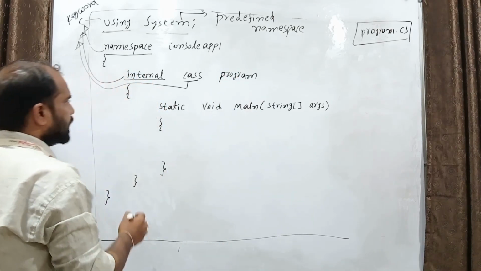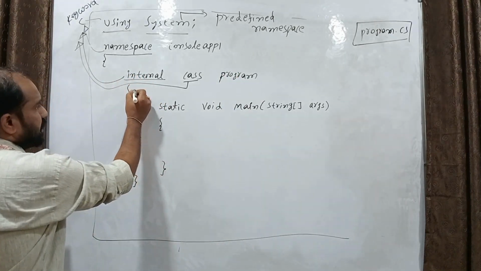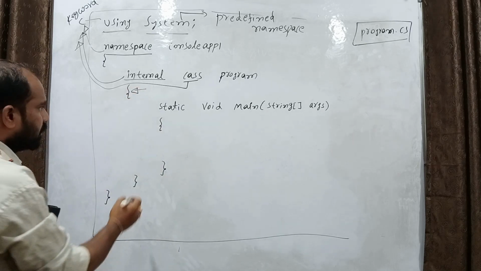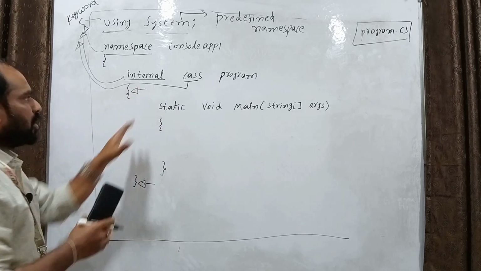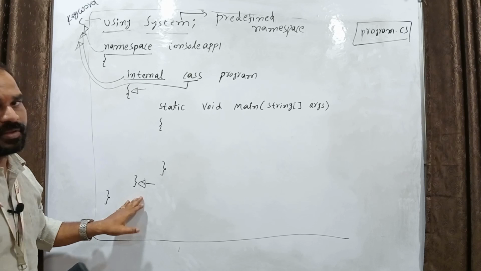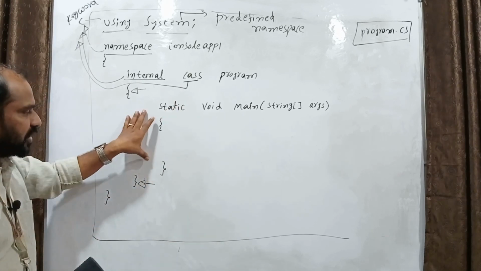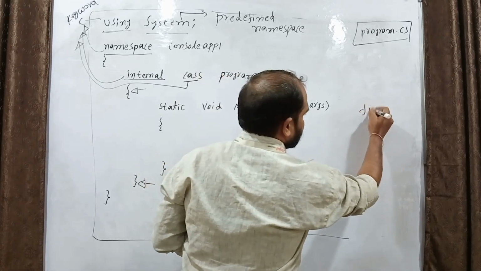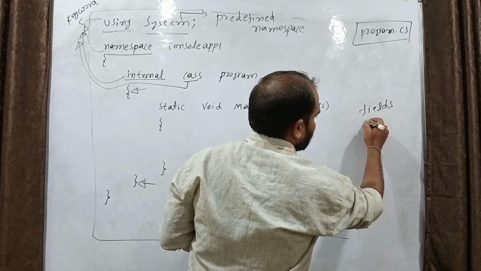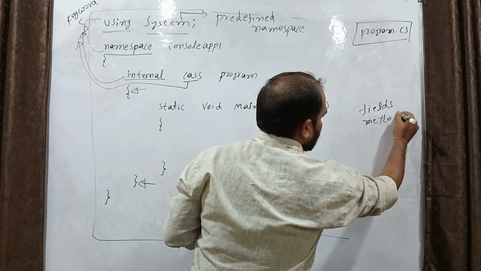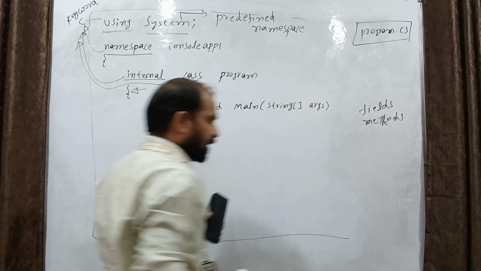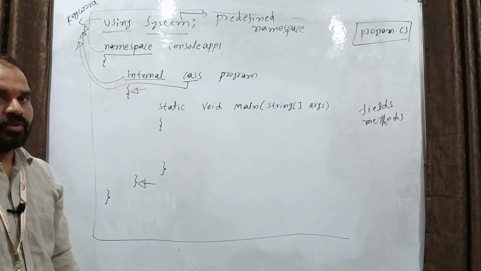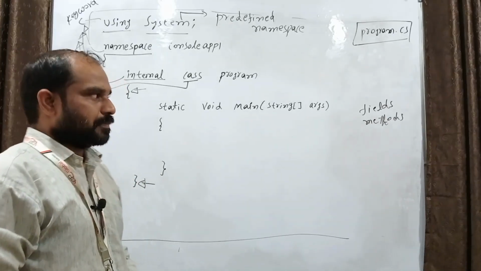Then inside the class, this is the opening and closing of the body of the class. Inside the class, we can create fields, and we can create methods, right? What fields are and what methods are, we are going to discuss in the upcoming course section.